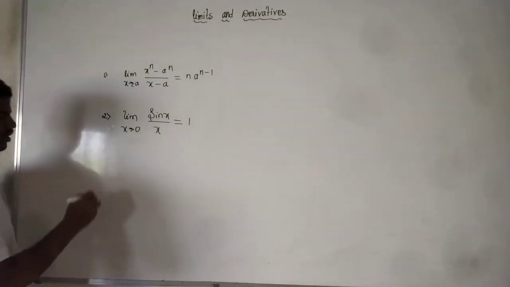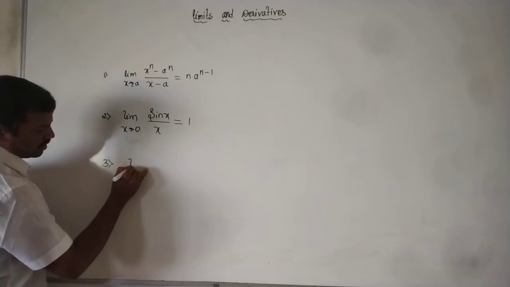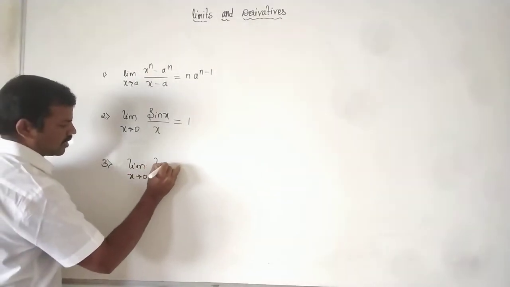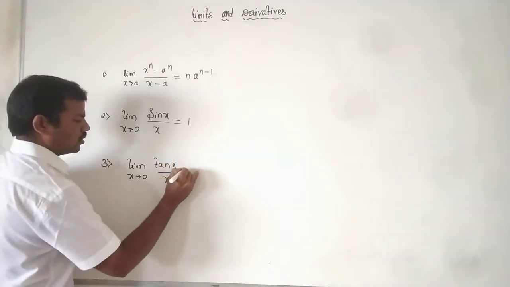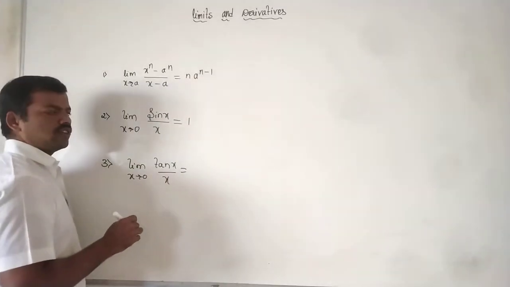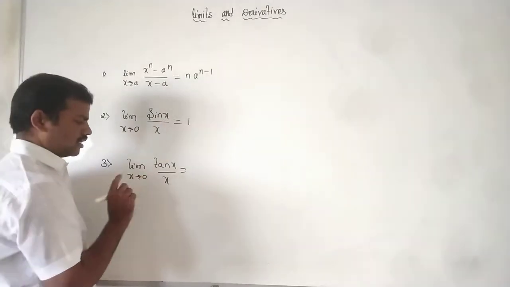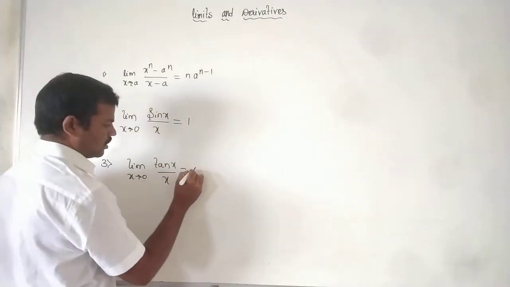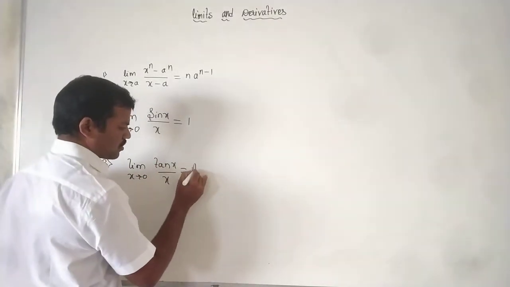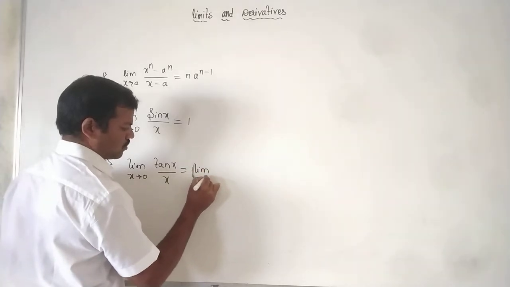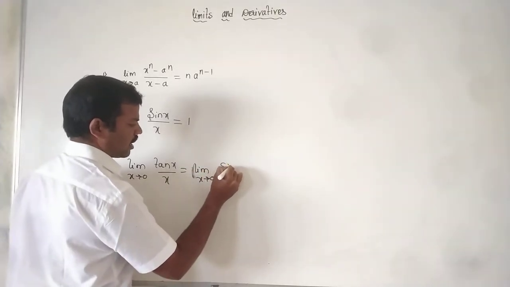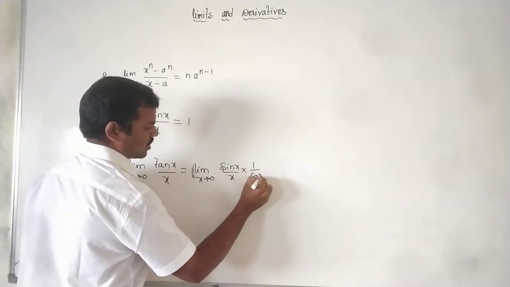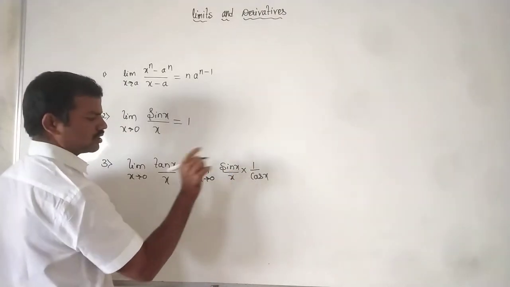Next we come to the third one: limit as x tends to 0 of tan x divided by x is also equal to 1. How? We know that sin x by x is 1, so tan x we can express as sin x by cos x. So we can write limit as x tends to 0 of sin x by x into 1 by cos x, since sin by cos is tan.